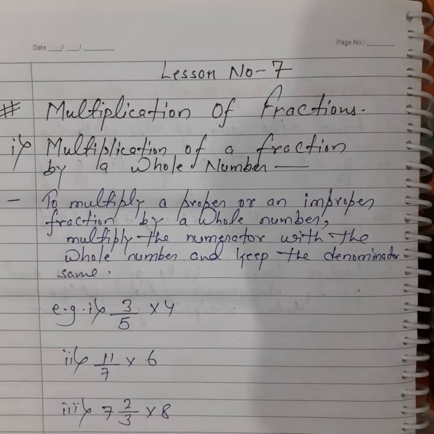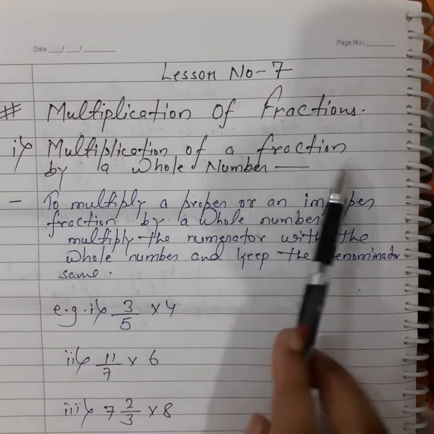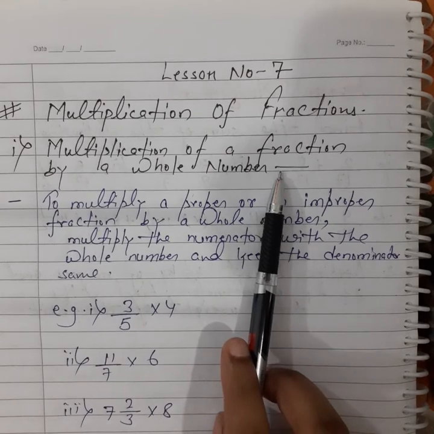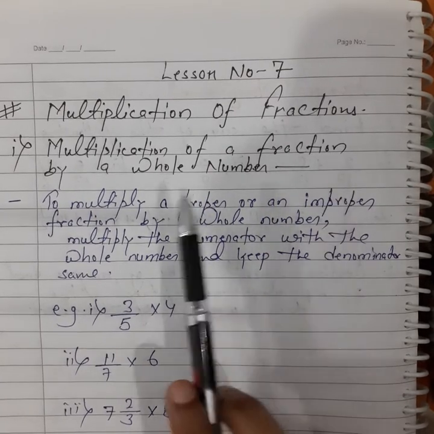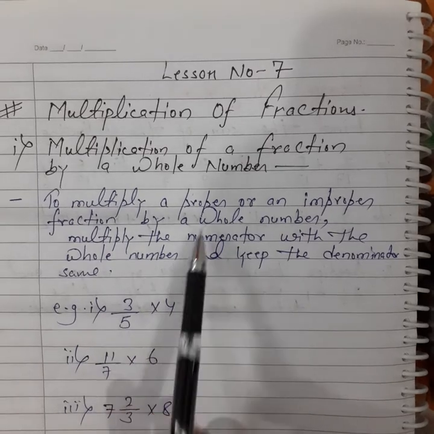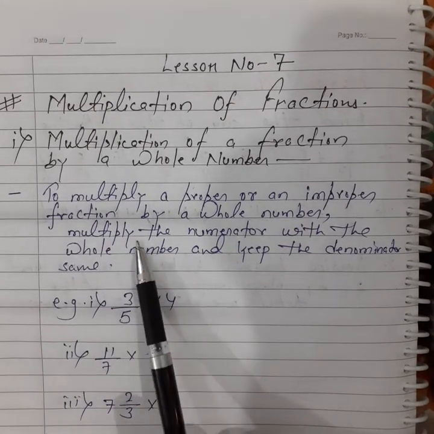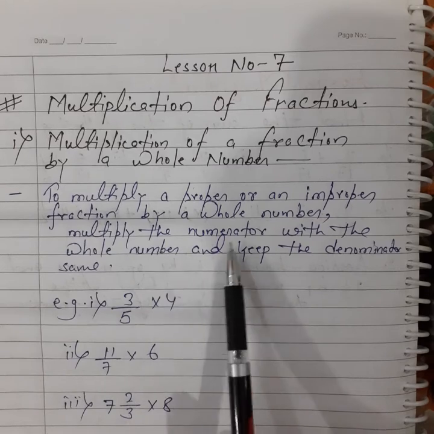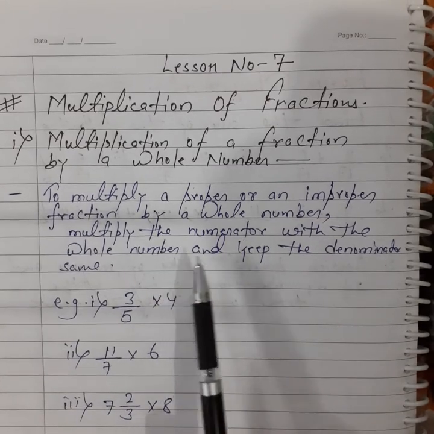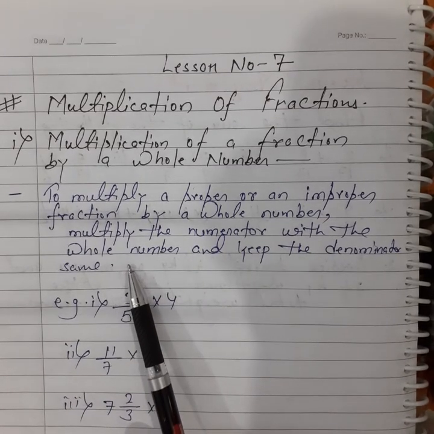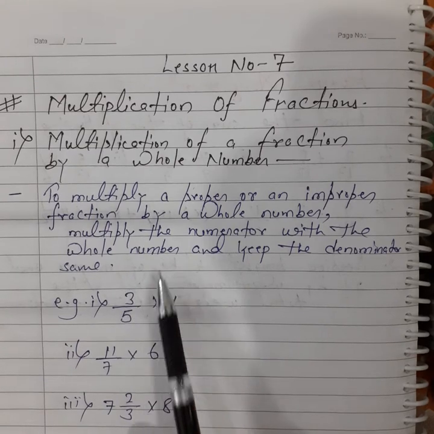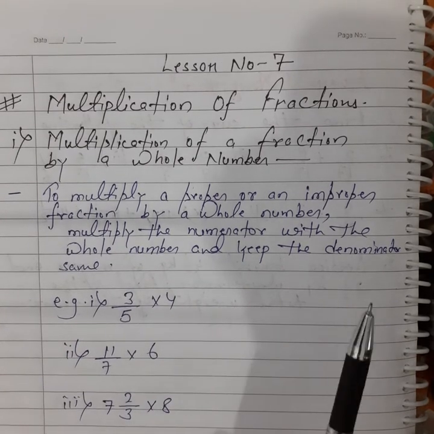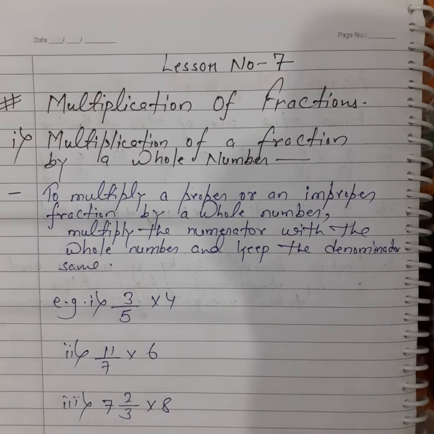Now students, today we are going to learn how we multiply fractions, that is, multiplication of fractions. In that, first we learn multiplication of a fraction by a whole number. It means how we multiply a fraction and a whole number. To multiply a proper or an improper fraction by a whole number, multiply the numerator with the whole number and keep the denominator same. What we have to do? We have to multiply the numerator with the whole number and keep the denominator same.